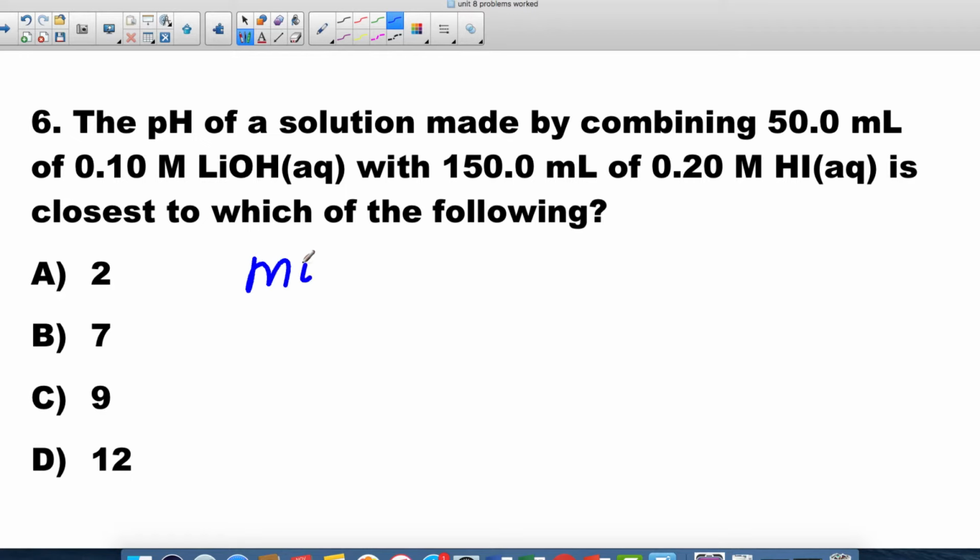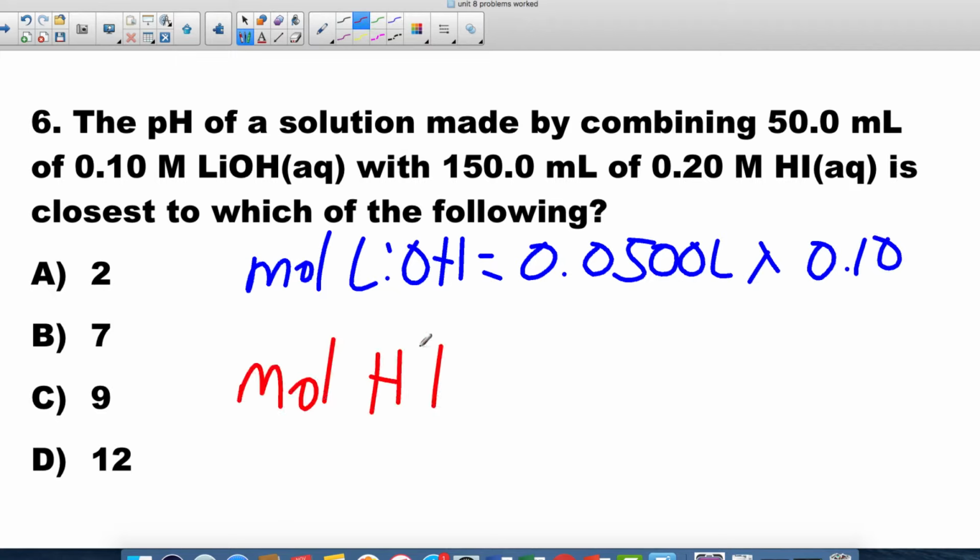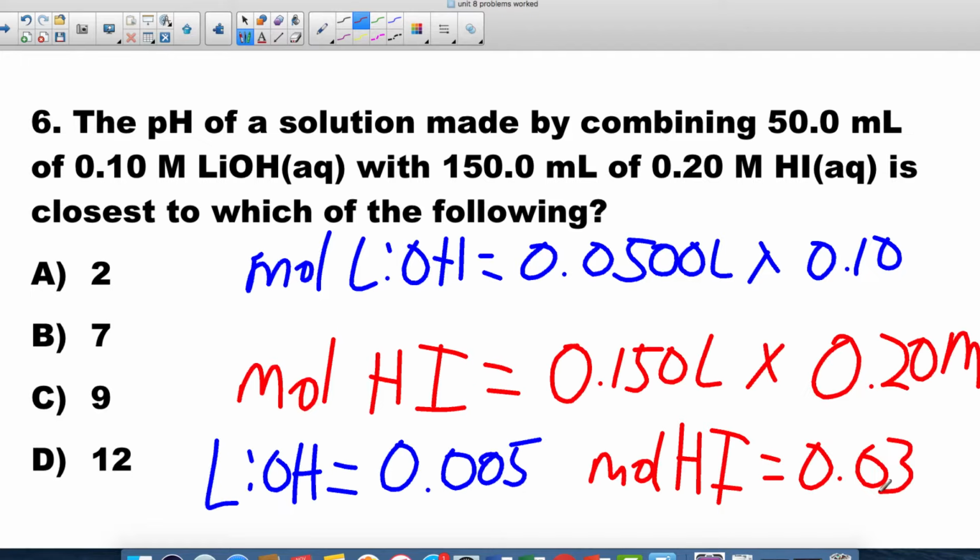This is purely a solution stoichiometry problem. The moles of LiOH is going to be equal to the volume, which is 0.0500 liters, times the molarity, which is 0.10. The moles of the HI are going to be found the same way. So the moles of LiOH is 0.005, the moles of HI is 0.03. Obviously, we have a whole lot more acid than we do base. Once you combine, that means there's going to be no base left over, and there's going to be a lot of acid left over.